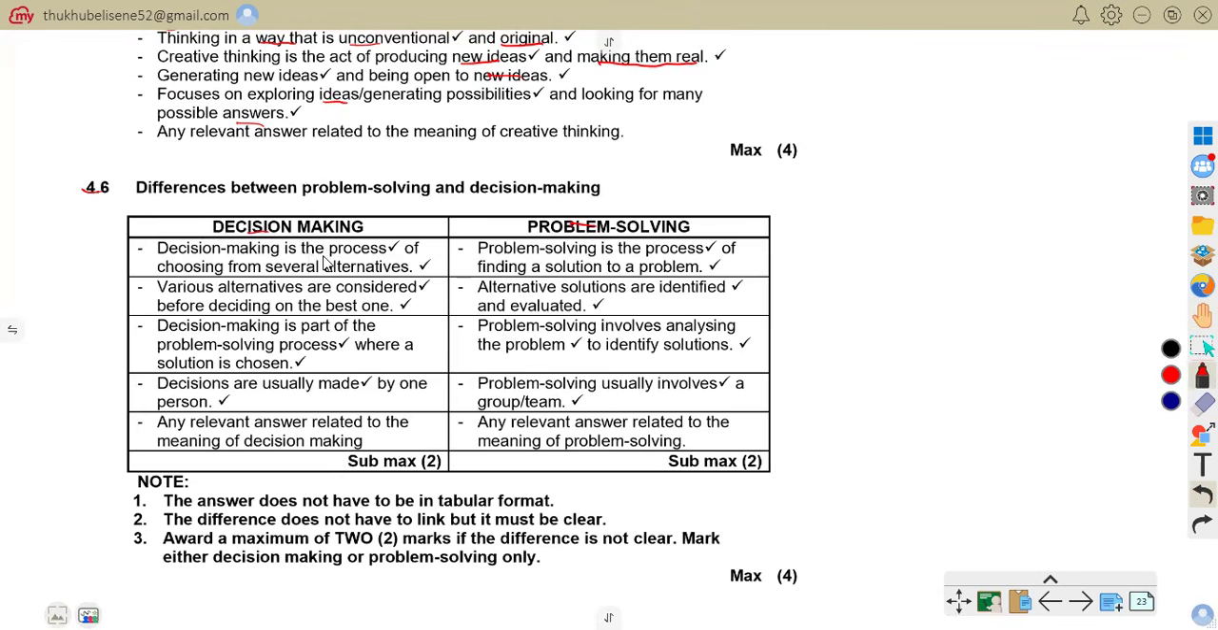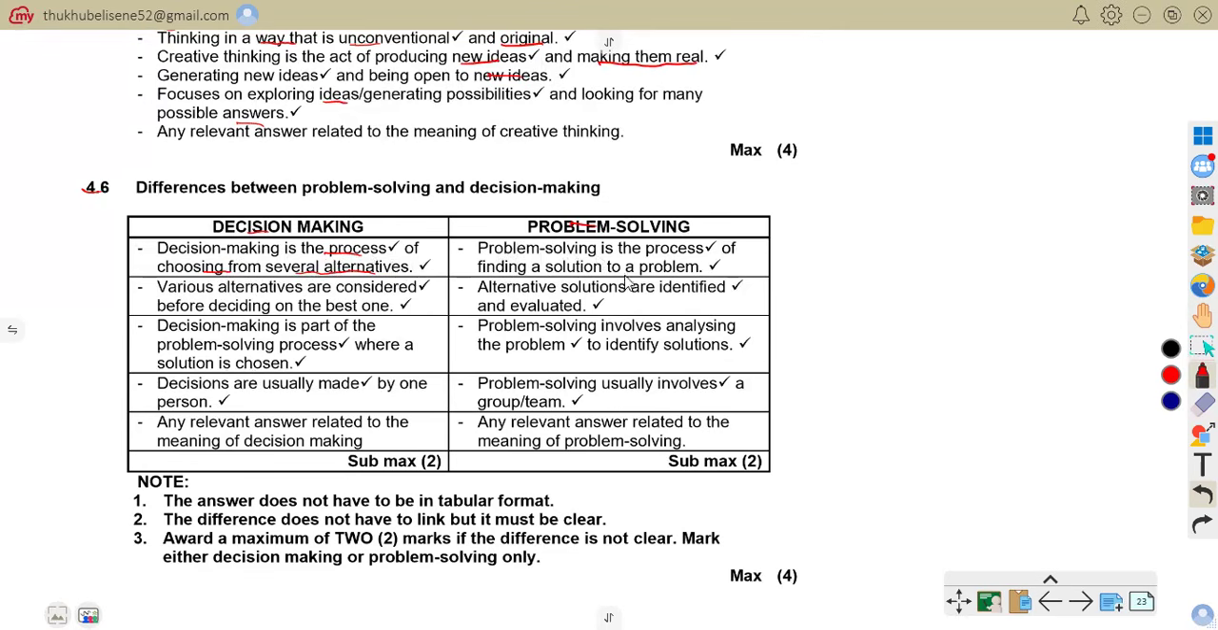4.6. Decision making is the process of choosing from several alternatives. So we are going to have several alternatives. Then we are to choose the best solution out of those. That is decision making. And remember that decision making can be done by one person.